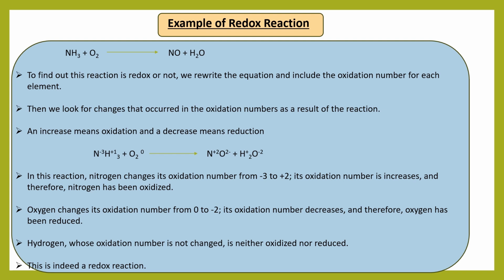In this reaction, nitrogen changes its oxidation number from -3 to +2. Its oxidation number increases and therefore nitrogen has been oxidized. Oxygen changes its oxidation number from 0 to -2. Its oxidation number decreases and therefore oxygen has been reduced. Hydrogen, whose oxidation number is not changed, is neither oxidized nor reduced. This is indeed a redox reaction.